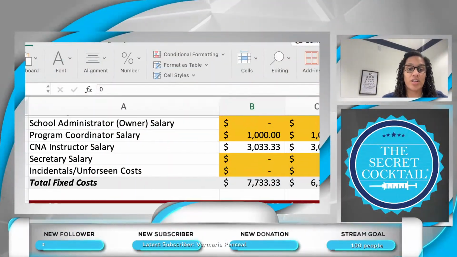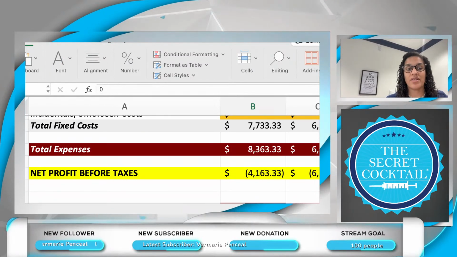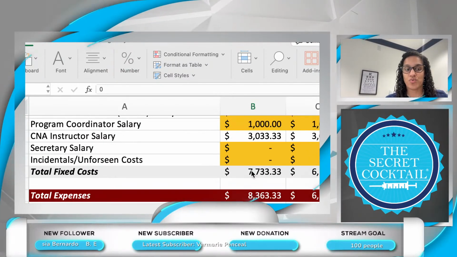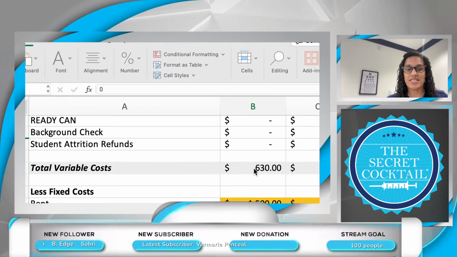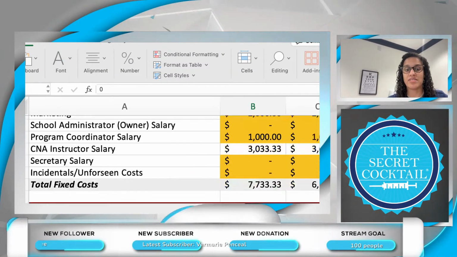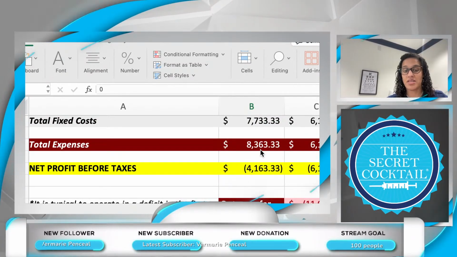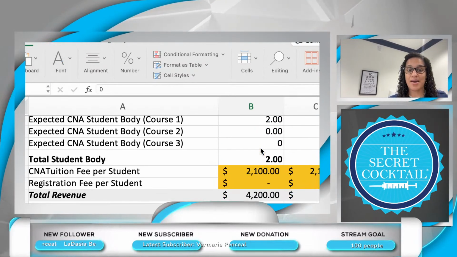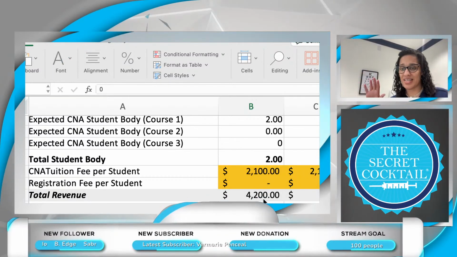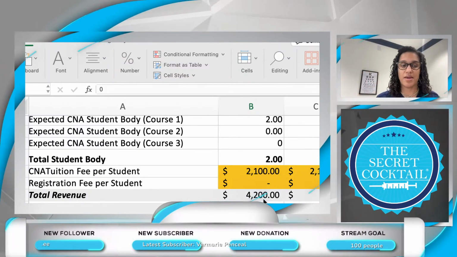Okay, now we're going to go to after our total fixed cost, now we look at our total expenses. And so the total fixed cost, which was the $7,000 for all these items, plus the $630 for the variable items, that came to $8,363. Now, guess what? How much money did I say I made? I only made $4,200. And this is just an example, by the way. This is not a real life example. This is just a false example.